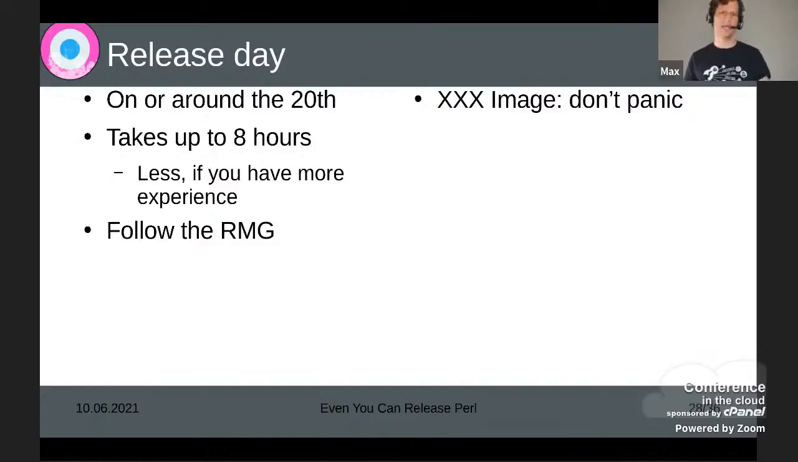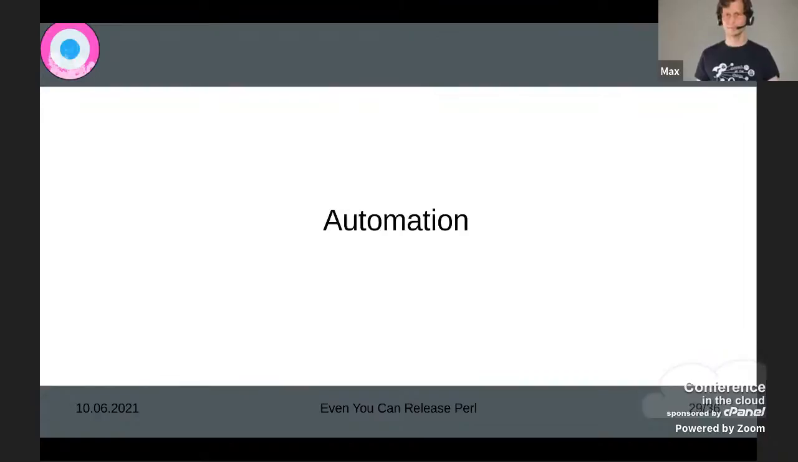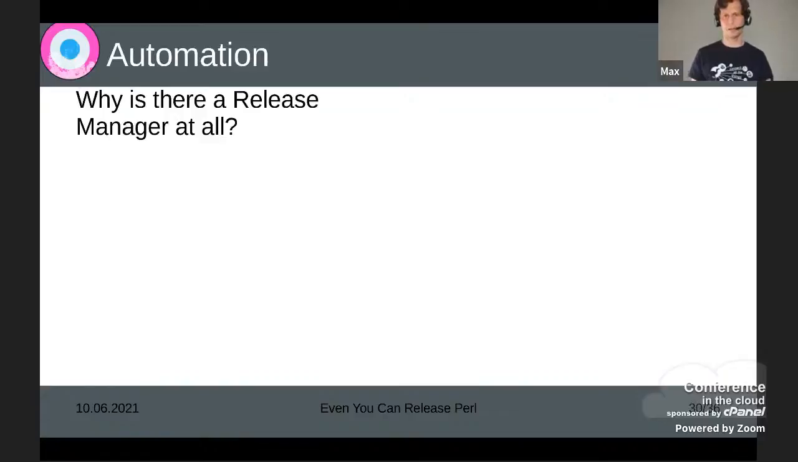Doing the release also means simply following the release manager's guide. The P5P channel can help if you encounter problems or feel like you've backed yourself into a corner with the Git commits or anything. Don't panic. I've already touched a bit on the automation part. There still is a release manager, and doing a Perl release is still more than just running a single command.